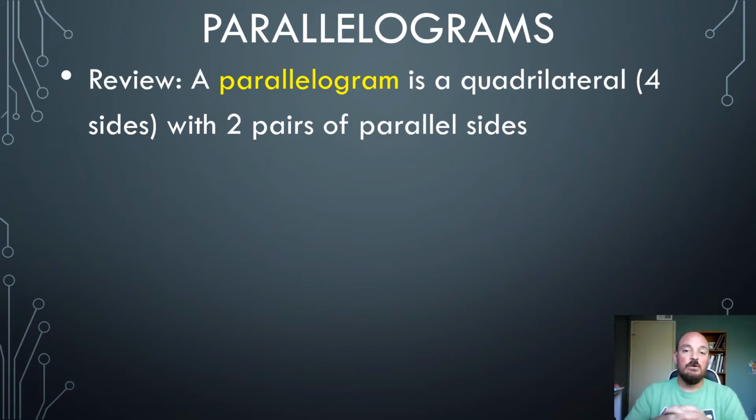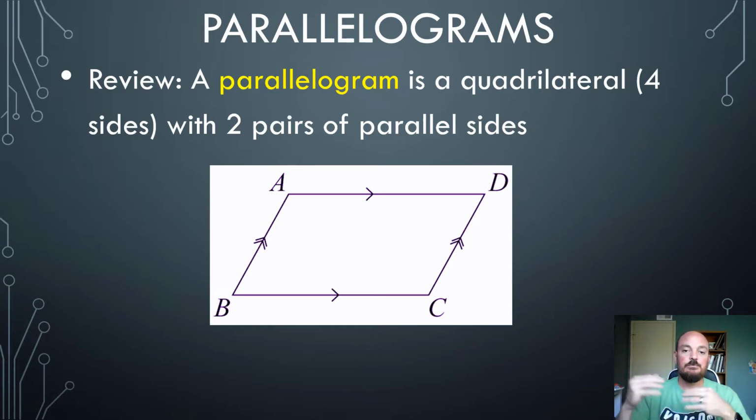So number one, a parallelogram is a quadrilateral. Now quad means four. So quadrilateral means a four-sided polygon. So a parallelogram is a quadrilateral where it has two different pairs of parallel sides. Basically like this picture here. The top and the bottom are parallel because it has the one little arrow marker on it. And the left and the right sides are both parallel because they have the two little arrow markers on it.